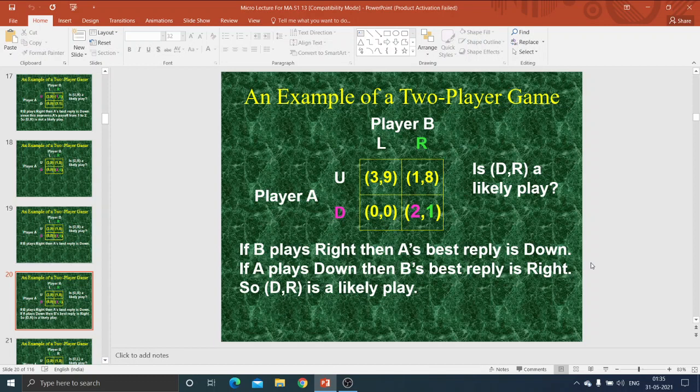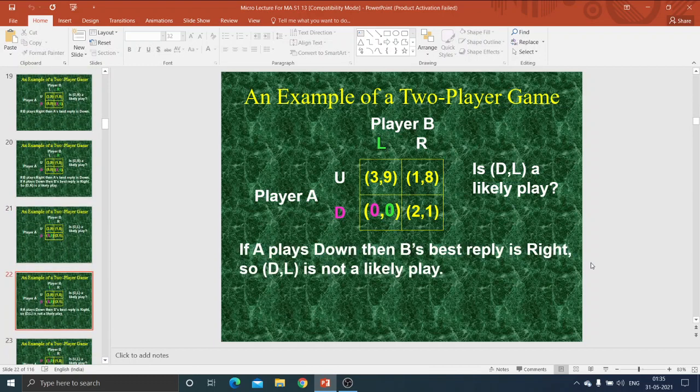But at the same time, when we examine this 2-1 example, we found that it is a possible solution. Again, if we want to extend to the other boxes in the payoff matrix, we can ask the same question: is down and left a likely play? If A plays down, then B's best reply is right. So DL is not a likely play in that sense.